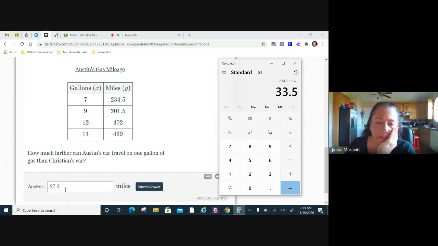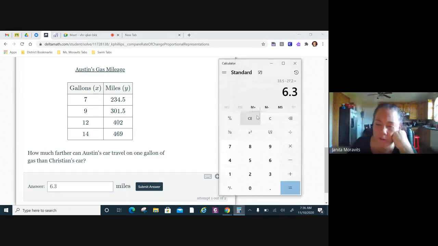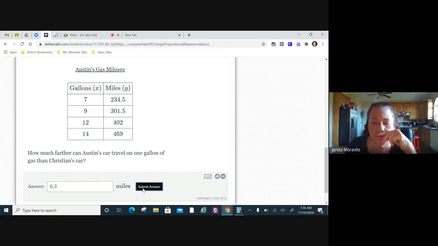Christian's gets 27.2. So in order to find out how much further Austin's car can go, we're just going to subtract. So we're going to say 33.5. We're going to use this number right here because that's Austin's miles per gallon. And then we're going to subtract 27.2. And that's going to give us 6.3. So he gets 6.3 more miles per gallon than Christian's car. So let's submit it.